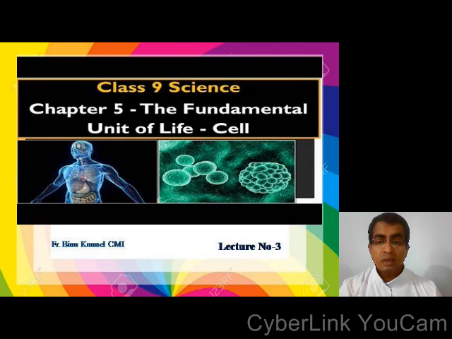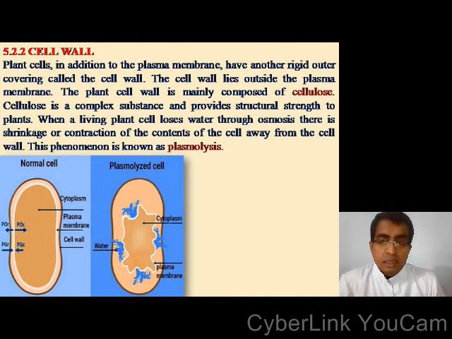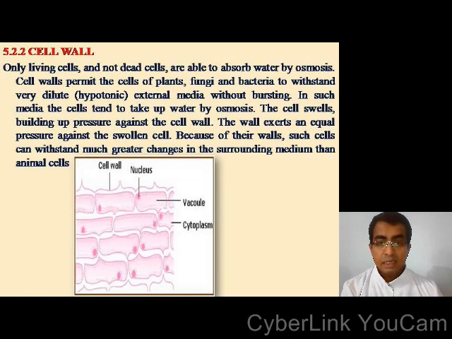Today, we continue our discussion on Chapter 5, the fundamental unit of life, the cell. Today, you will learn about the cell wall. Plant cells, in addition to the plasma membrane, have another rigid outer covering called the cell wall. The cell wall lies outside the plasma membrane. Just see this diagram. This is called the cell wall, and this is the plasma membrane.